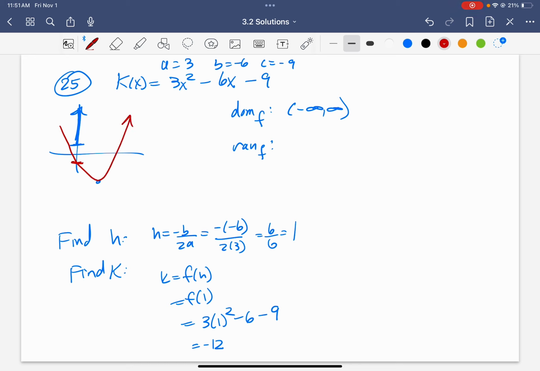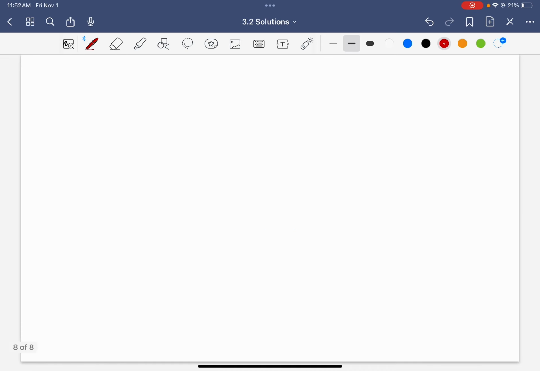Where this point right here, when you plug in 0, is negative 9. And this one down here is y equal to negative 12. Just wants to know we're in here. And so if you open up, it's going to be from negative 12 up as far as you want to go. All right, that's 25.